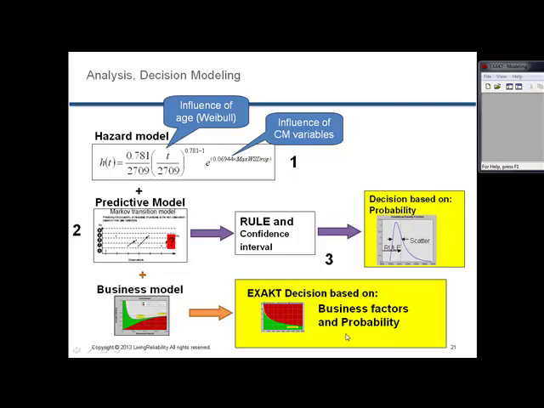Step 2 incorporates the predictive model, also known as the Markov failure time model. This step provides the remaining useful life estimate, or RULE, R-U-L-E, and the confidence interval. Knowing the RULE and confidence level assists management to make informed decisions based on probability as determined from the evidence. Step 3 incorporates the business factors, in particular the bottom line differential cost, or availability penalty as a result of failure, over and above the cost of preventive mitigation.